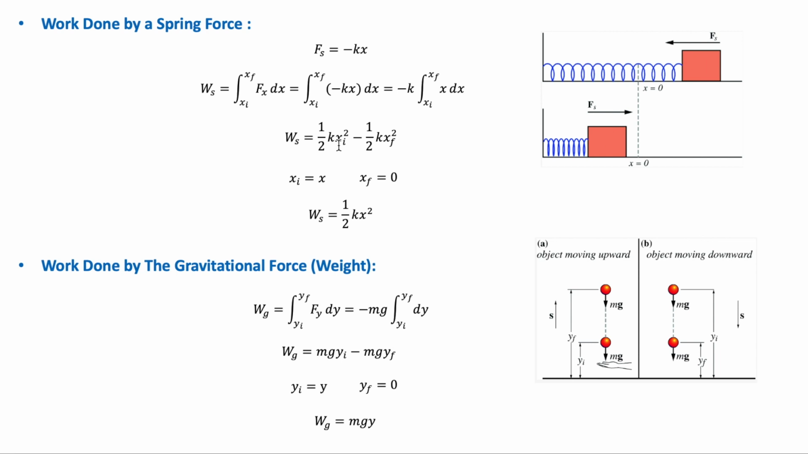And also if x initial is equal to x final or y initial is equal to y final, then the net work done by either the spring force or gravitational force is equal to 0. Which means that if the object takes a closed path, then the net work done is equal to 0 in each case, okay?